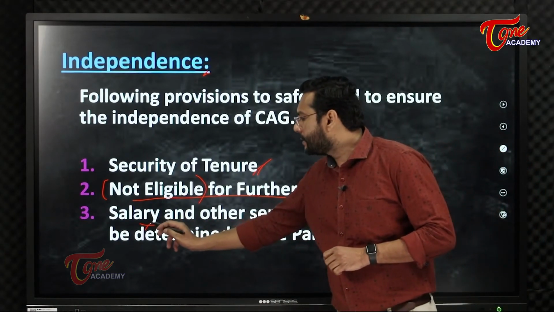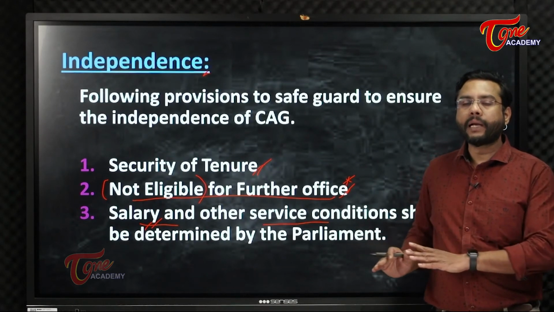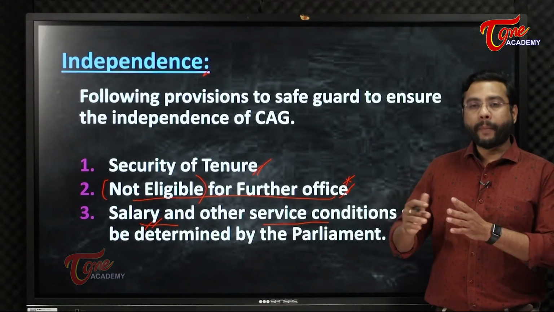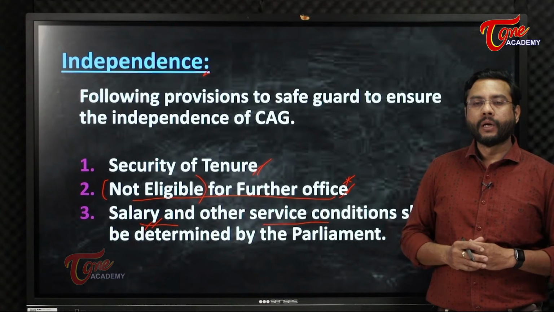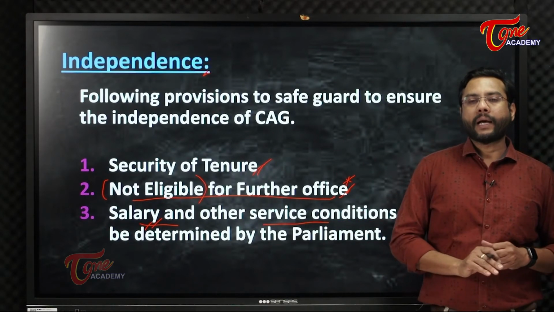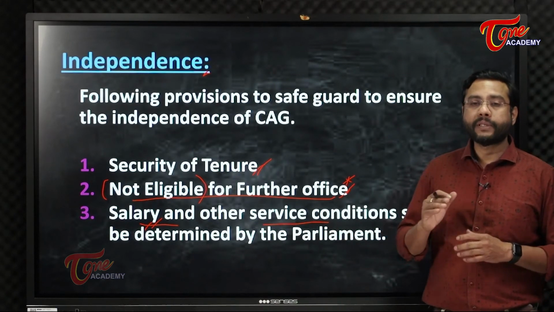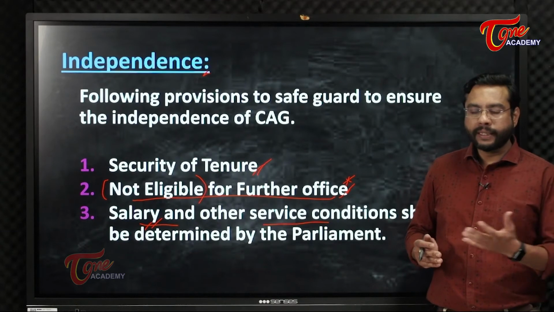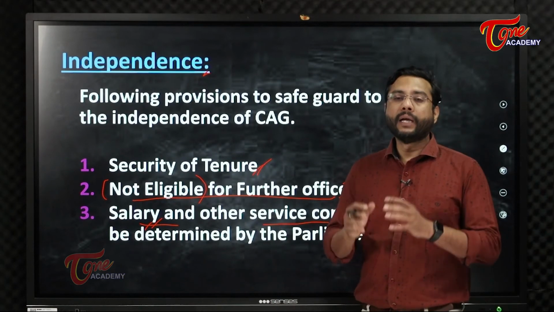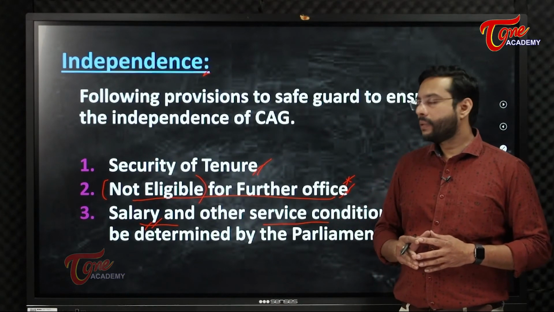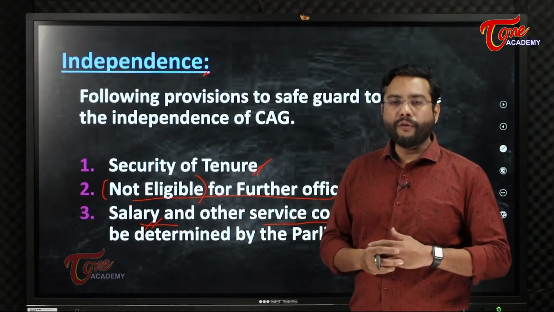So salaries and other emoluments are determined by the parliament, not by the president, because the president may determine such salaries on the aid and advice of the council of ministers headed by the prime minister, but here they are determined by the parliament. And for the determination of salary and other service conditions, parliament has to follow a special procedure. That is, it has to introduce a resolution in the parliament, and such a resolution should also get passed by majority. So it is not that easy to change the salaries and other emoluments of the CAG.